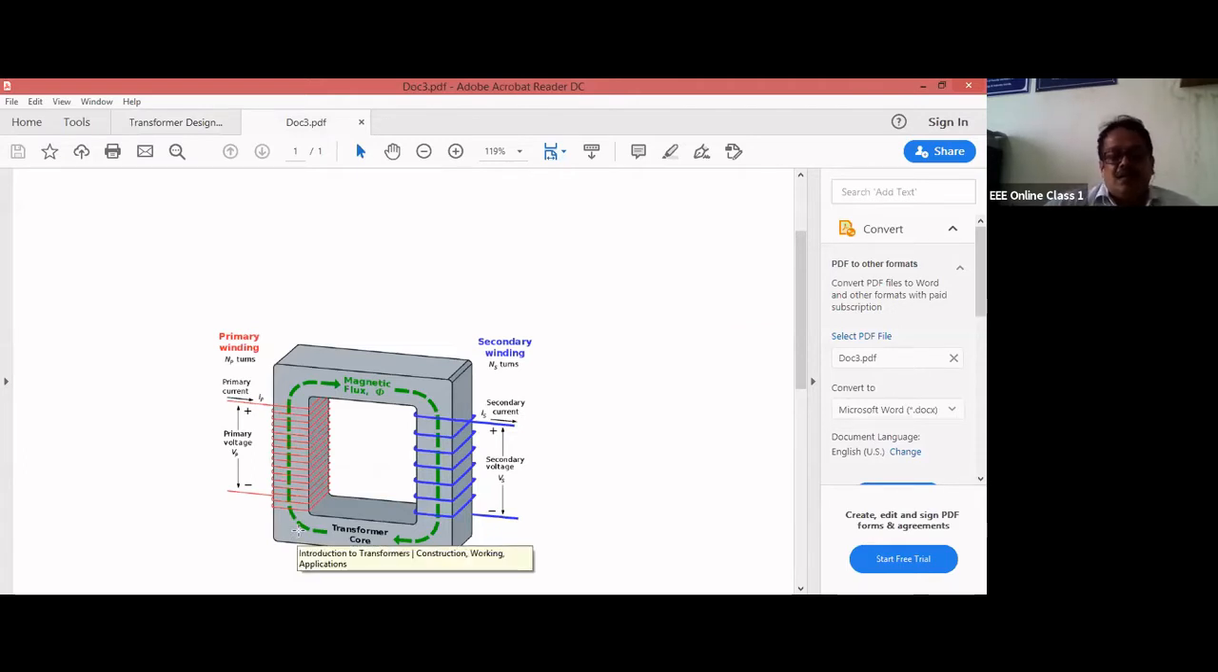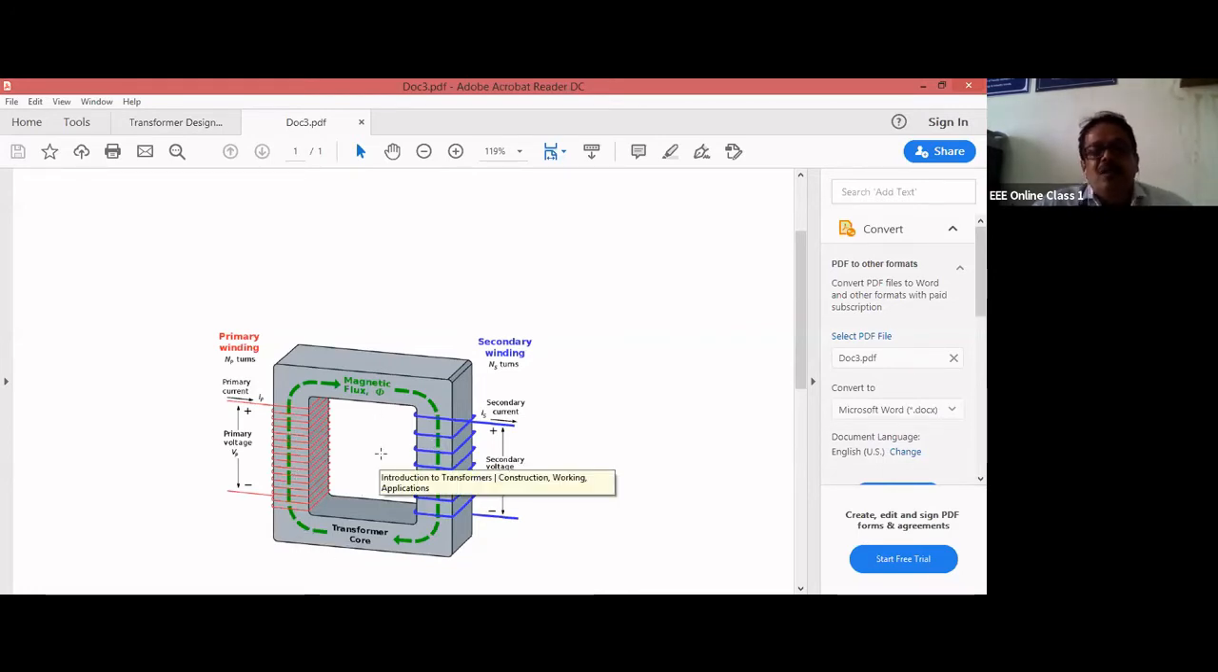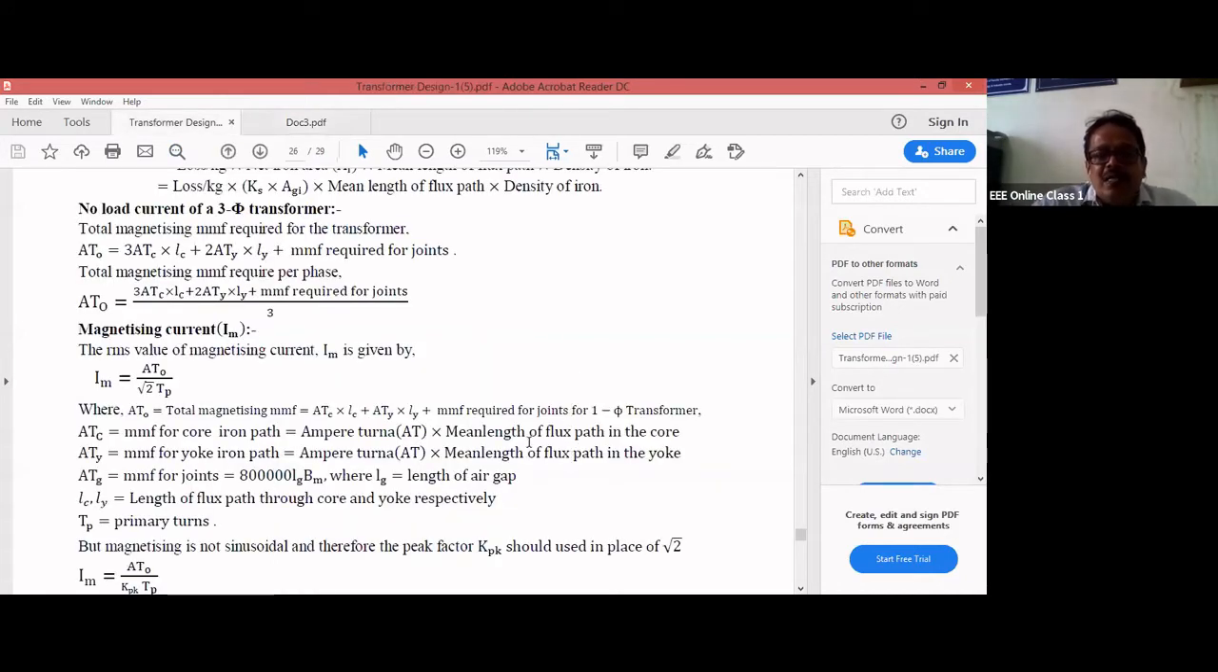Likewise, for your shell type transformer, there will be two M shapes. This is one M shape and this is one M shape. They are going to join them, so there will be joints. For those joints also you have to calculate the MMF, the MMF required for the joints. This formula holds good for a single phase transformer. Same thing, AT0 is equal to ATC into Lc plus ATY into Ly plus the MMF required for joints.